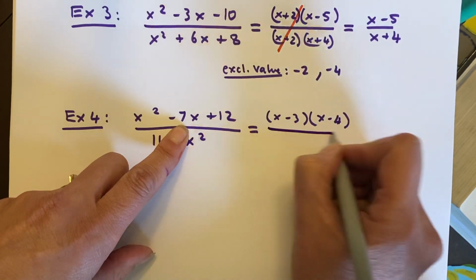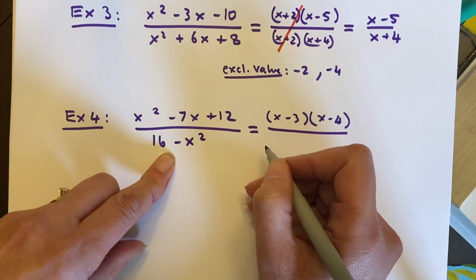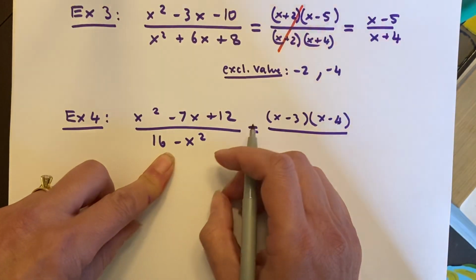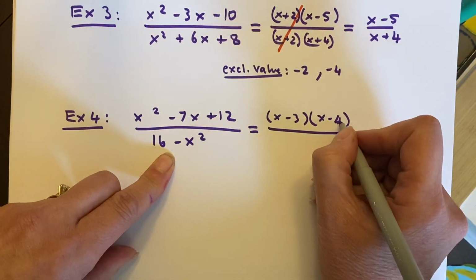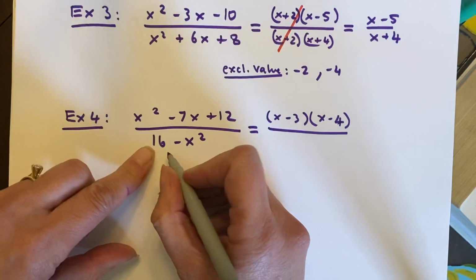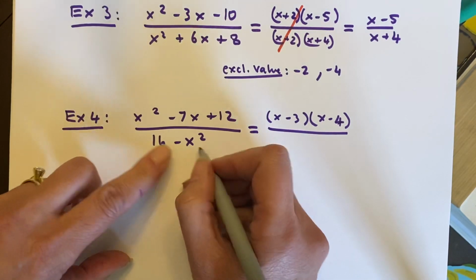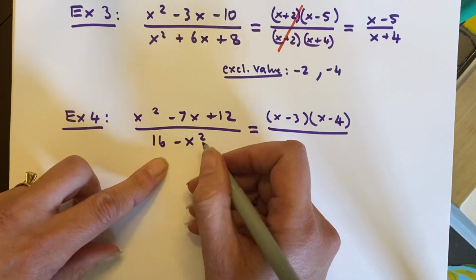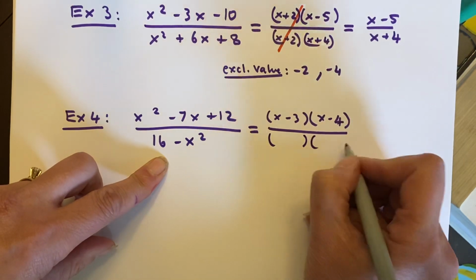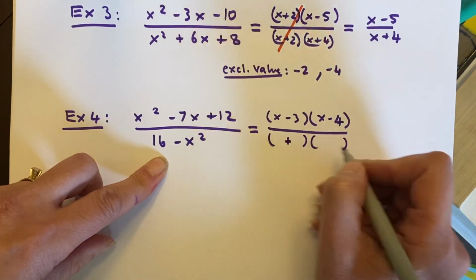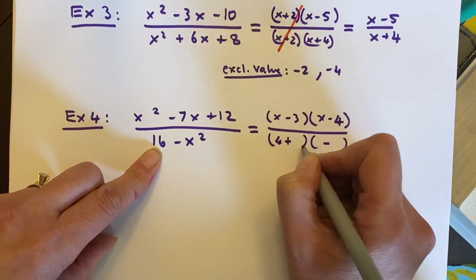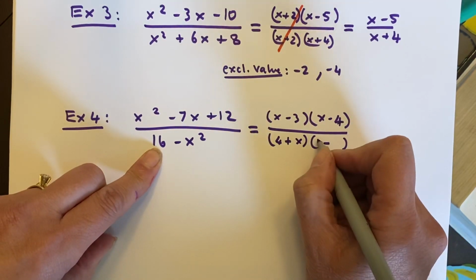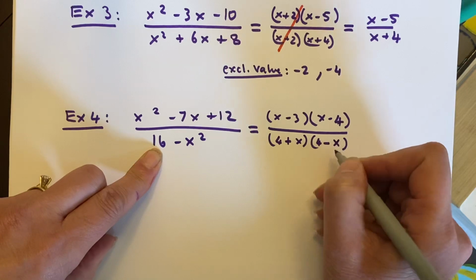And in the denominator, I have 16 minus x squared. Don't know if you remember the difference of 2 squares. This is the kind of thing that you need to remember at this point. But here's a square and here's a square, difference of 2 squares. And if you remember, when you factor the difference of 2 squares, one is something plus something, one is something minus something. And it's going to be 4 plus x and 4 minus x.